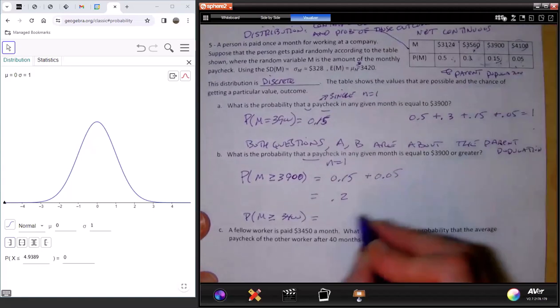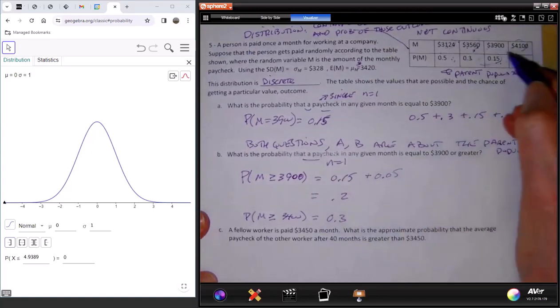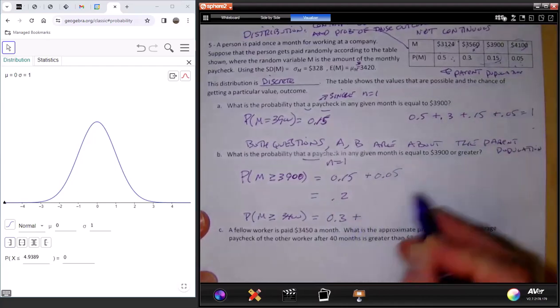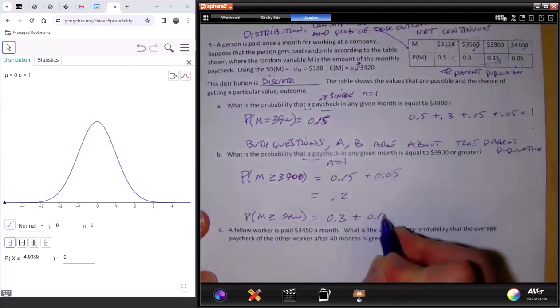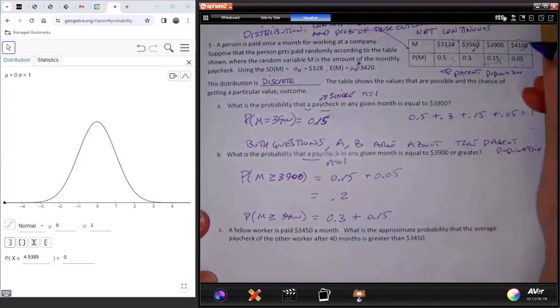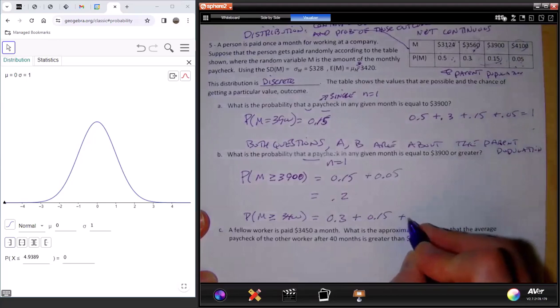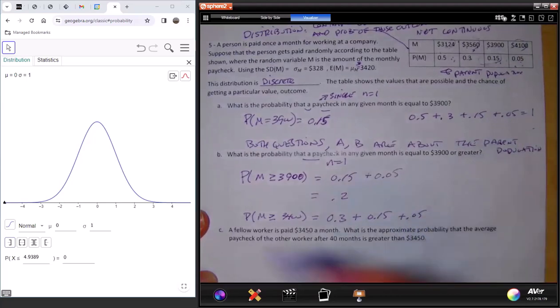And the chance of that is 30%. Or it's also greater than or equal to 3,400 if it's 3,900. That's a different number, and the chance of that one is 15%. And the chance of being 3,400 or greater, well, the other option is that it could be 4,100 and it's 0.05. But again, I need nothing special.